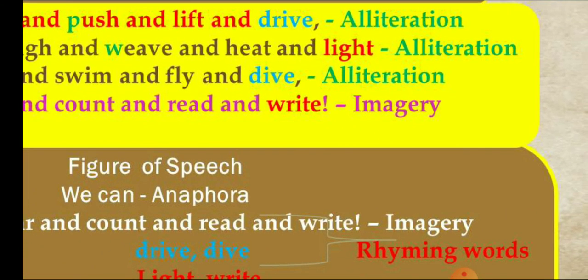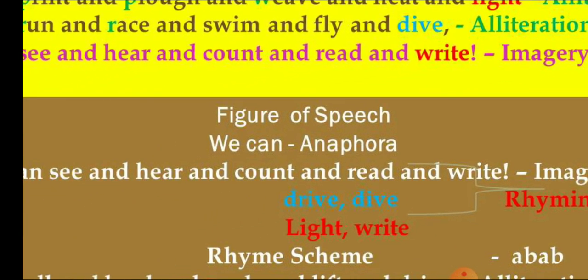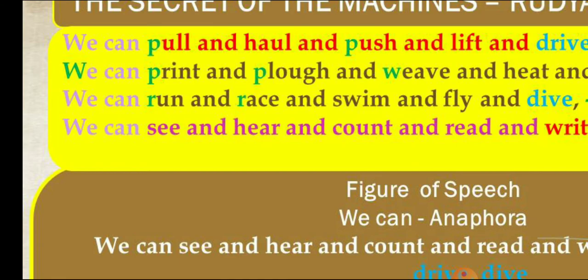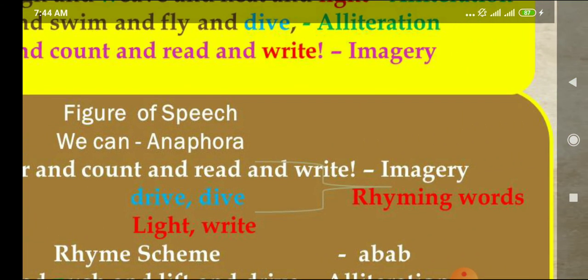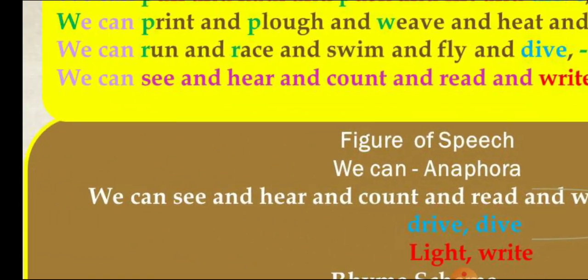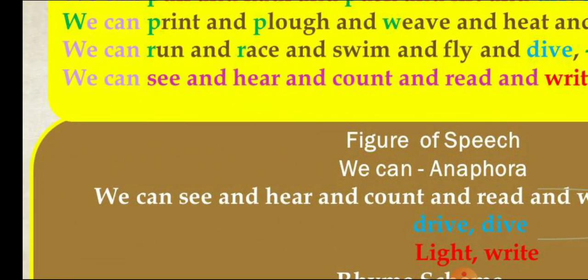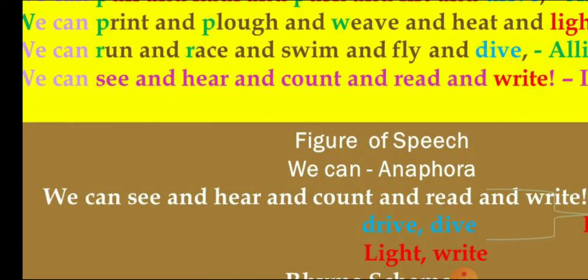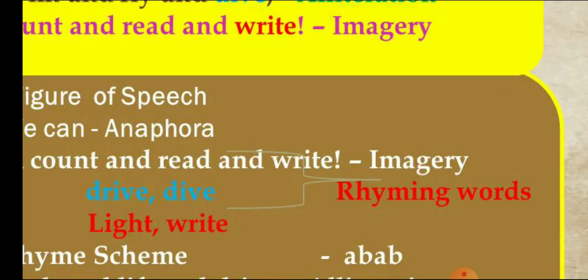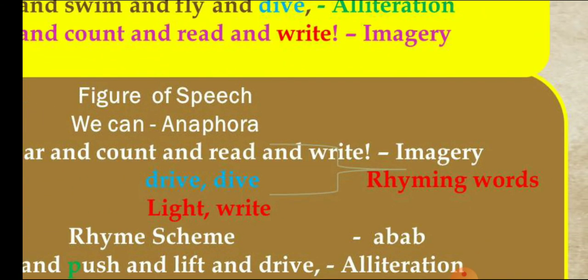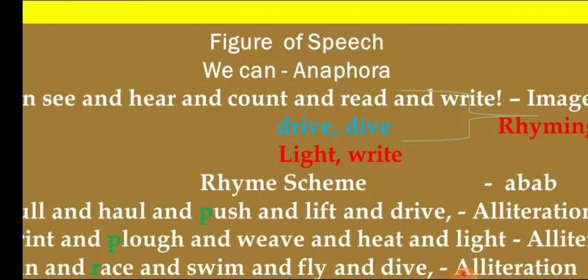So it brings us the visual effect. That is, it brings the seeing, hearing, counting, reading and writing ability of the machines into the minds of the readers. So the figure of speech employed here is anaphora. That is, the phrase "we can" is repeated in all the four lines of the stanza. Rhyming words here are drive, light, right. The rhyme scheme followed here is ABAB.